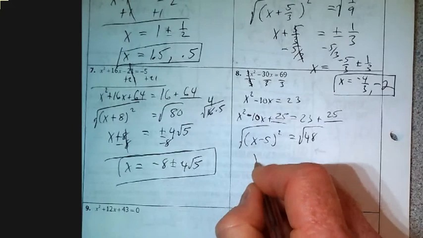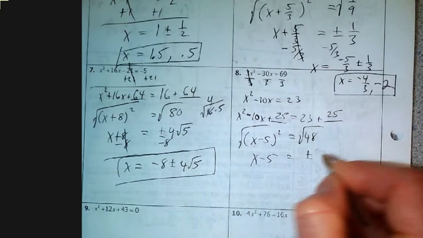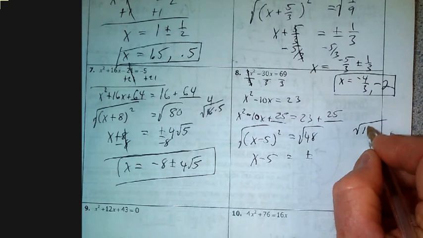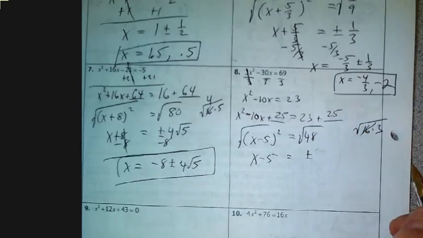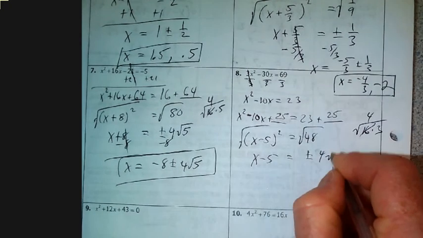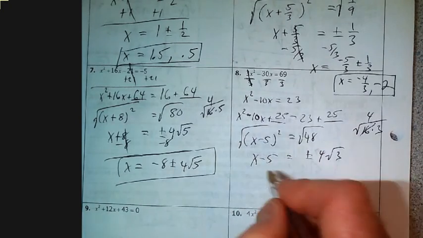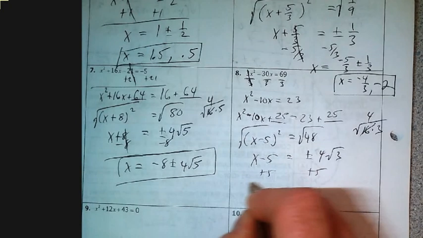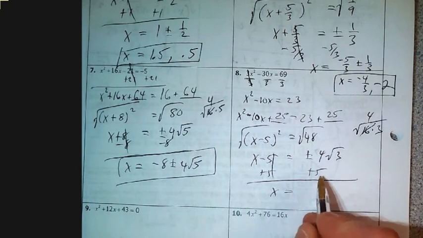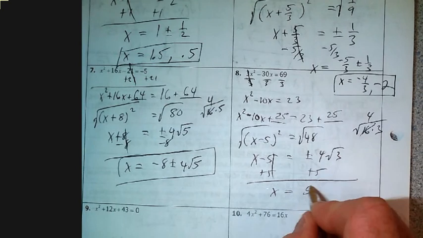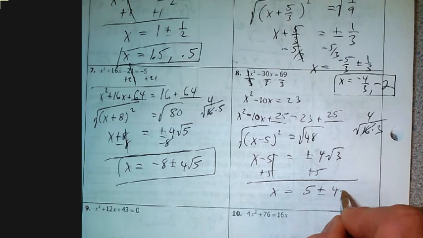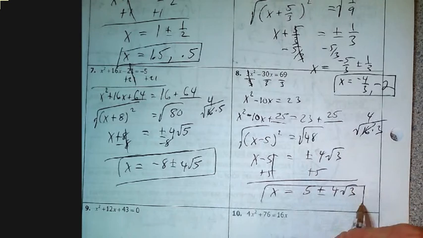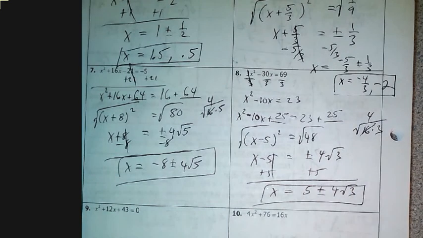X minus 5 equals plus minus, and then 16 and 3 are the factors we would use. So this is 4 root 3. Add 5 to both sides. We cannot combine the 5 with the 4 root 3, so we just leave it as 5 plus minus 4 root 3. That is a satisfactory answer as far as I'm concerned.